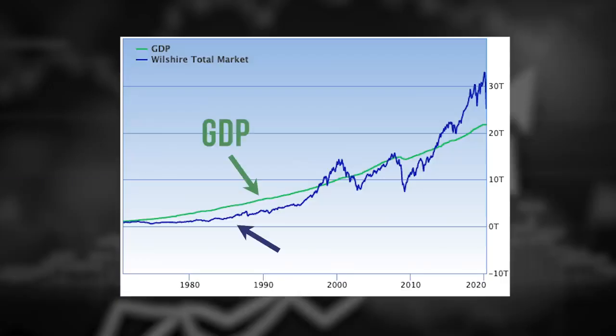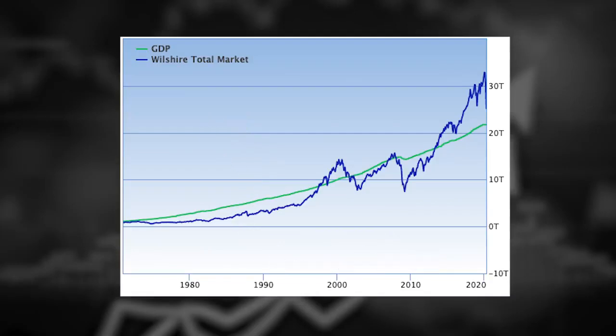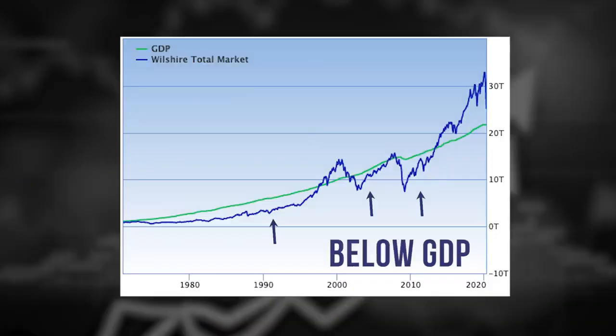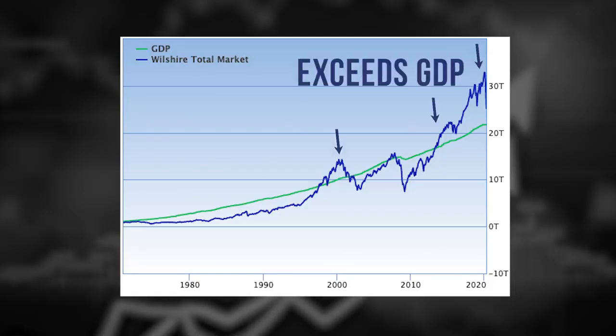The blue line is the market cap of the stock market. So check this out. When the stock market or the market cap is below GDP, that's when things are usually pretty cheap, or at least reasonably priced. When we get into a bubble is when the market cap exceeds the GDP substantially. Of course, that makes a lot of sense.